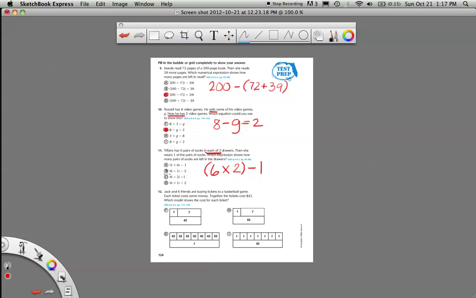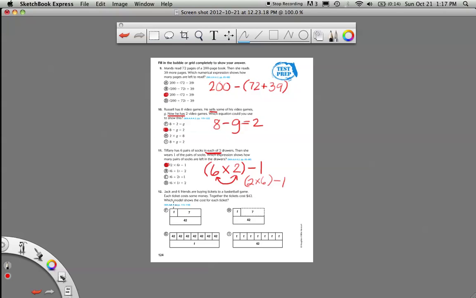Only problem is I don't see 6 times 2 anywhere. But you guys know that in multiplication, we can switch the numbers around and multiply them in any order and still get the same answer. So if I switch this around, then it would read 2 times 6 minus 1, which I do see over here as A.